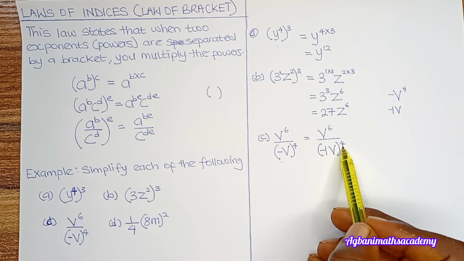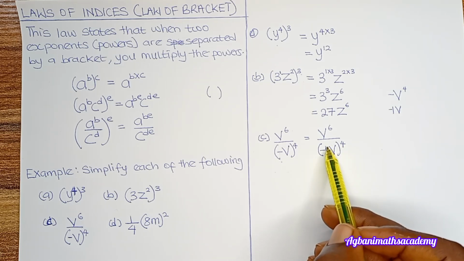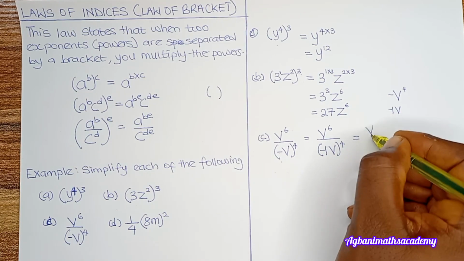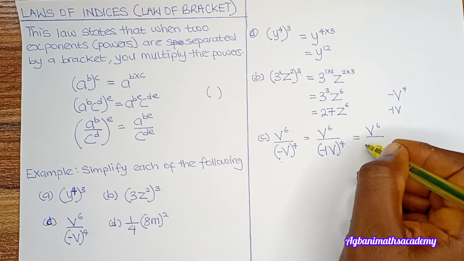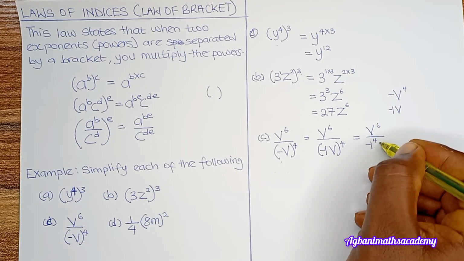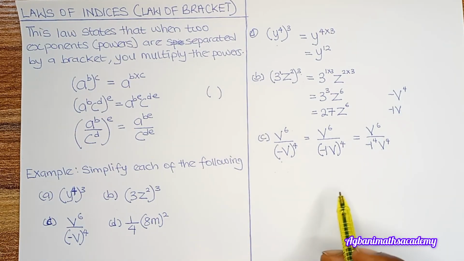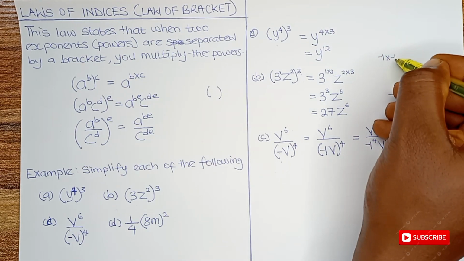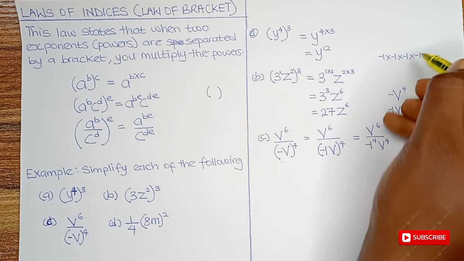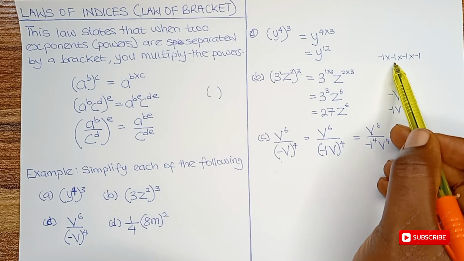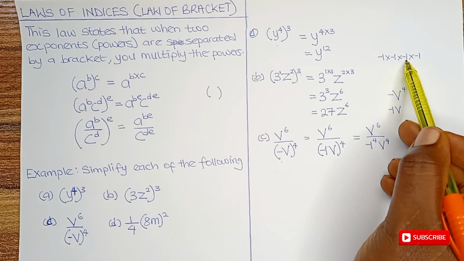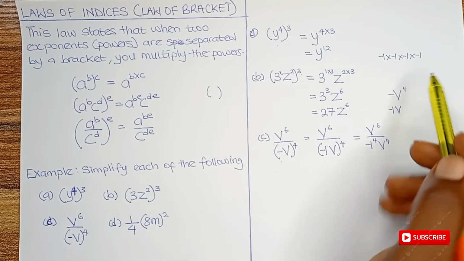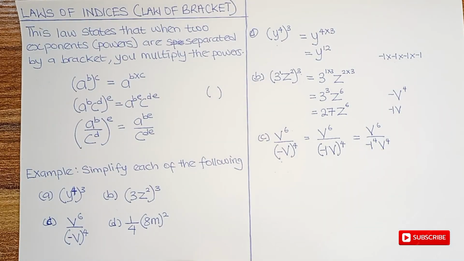So this 4 as an external exponent is going to multiply both minus 1 and v. So we will have v to the power of 6 all over minus 1 to the power of 4, v to the power of 4. Now, what is minus 1 to the power of 4? Minus 1 to the power of 4 is minus 1 multiplied by minus 1 multiplied by minus 1 multiplied by minus 1. Minus 1 multiplied by minus 1 is going to give us plus 1. Plus 1 multiplied by minus 1 is going to give us minus 1. And minus 1 multiplied by minus 1 is going to give us plus 1. So minus 1 to the power of 4 is positive 1.